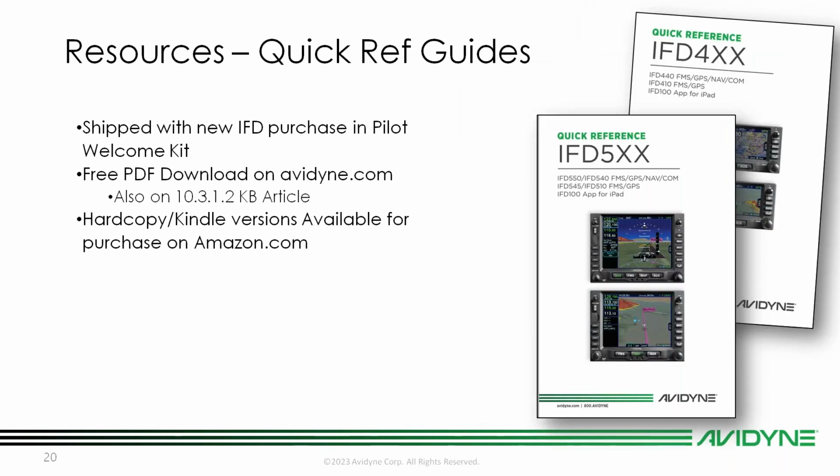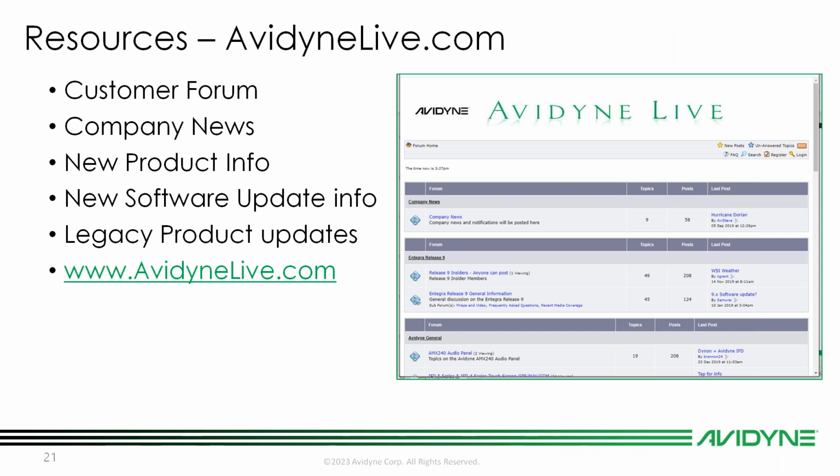And just like our pilot guides, our quick reference guides, the same way. They're shipped with the pilot welcome kit and that leather pouch. You can get them for free on Avidyne.com. There's also a link in that 10.3.1.2 knowledge base article. And of course, hard copy and Kindle versions are available on our page as well on Amazon.com.